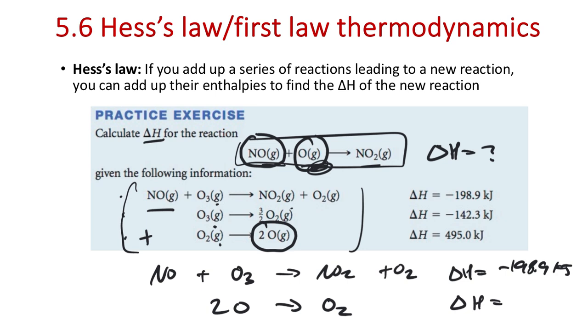When I flip the reaction, O2 to 2 O's, the forward reaction was 495 kilojoules. What happens if you flip a reaction? What do you do to the sign of delta H? You flip it. You just put a negative sign in front. So O2 going to 2 O's is actually an interesting reaction. Breaking the O2 bond takes 495 kilojoules of energy. And if we do the opposite reaction, putting 2 O atoms together to form O2, that's minus 495. So when we flip a reaction, let's be precise, it's 495.0.